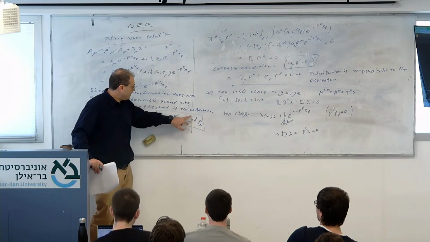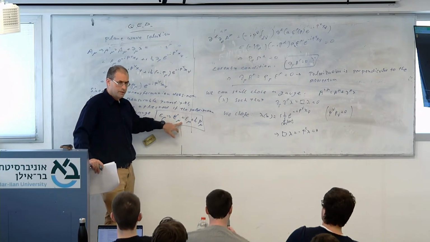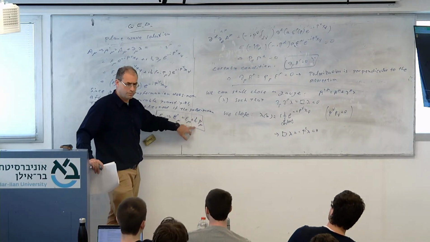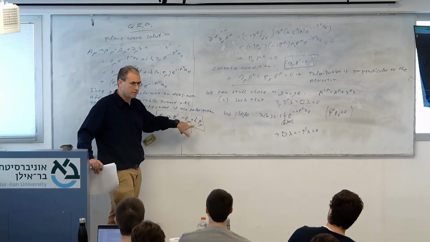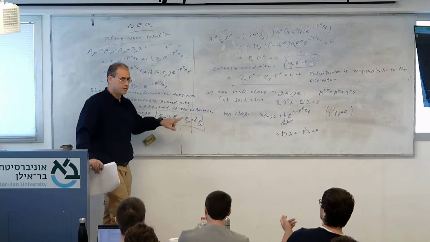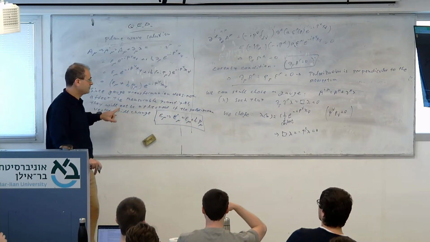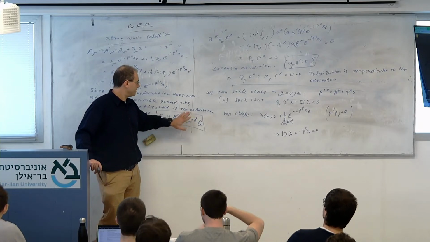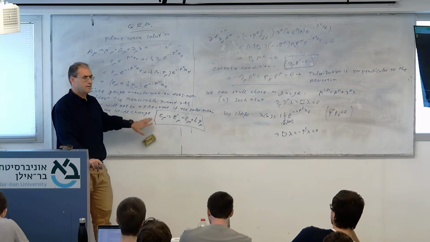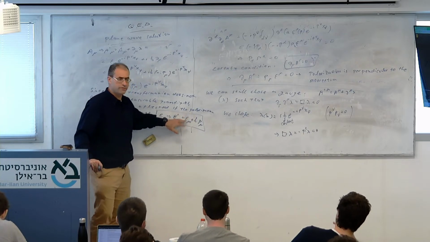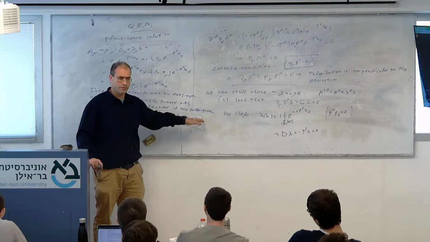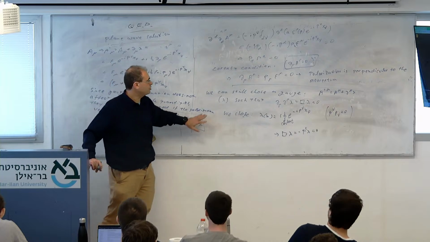That means that if I take the polarization vector and I add to it some constant times the four momentum, this is not going to affect the physical results. Just follow the math for a second. If I'm taking the polarization vector and adding to it some constant times the photon four momentum, then it is not going to change any of the physical results.